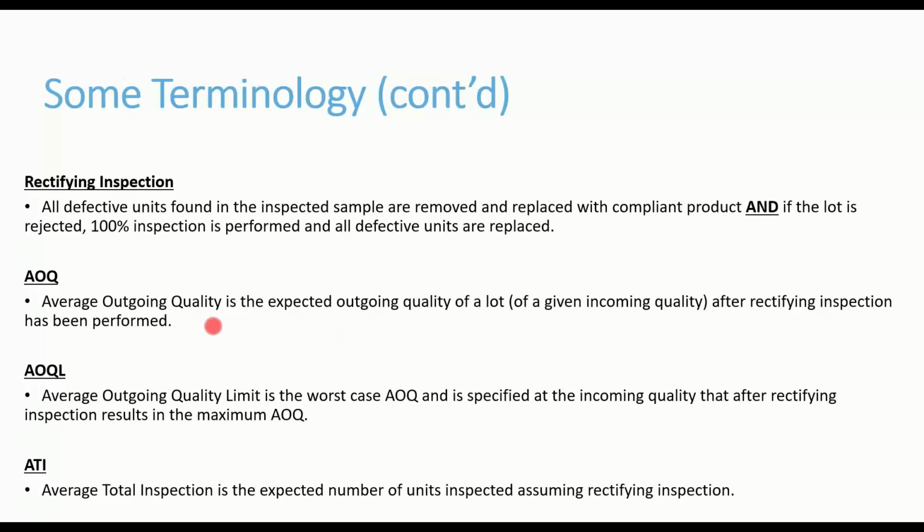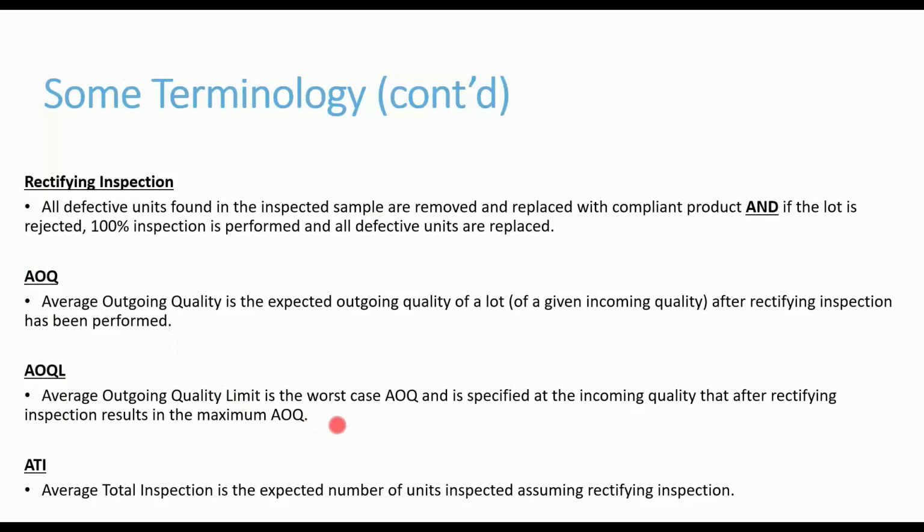We'll do some charts and I'll show you this. This is over time. Okay, so over time with your sampling plan, you're going to have some kind of number for average outgoing quality. Average outgoing quality limit is the worst case average outgoing quality you'll have, and that's specified at the incoming quality that after rectifying inspection results in the maximum AOQ.